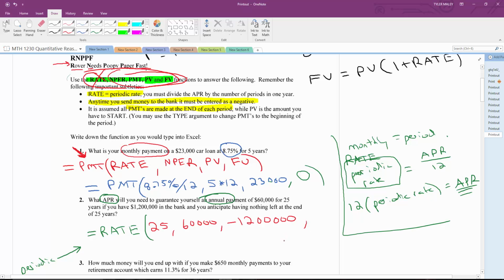And then the future value, I want nothing left at the end, so 0, right? So if I enter this Excel function in, it will return the periodic rate, which is also the APR in this case. So that answers the question.